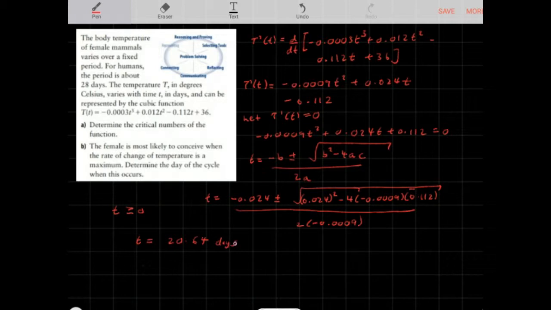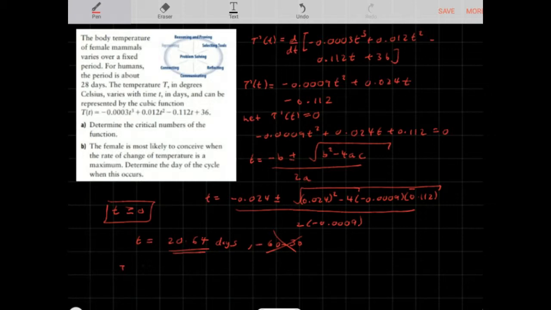The positive value that I calculated was 20.64 days. The negative value that I calculated was negative 60.30. This value won't work because time has to be greater than or equal to 0 in days. So our value here is 20.64 days. At 20.64 days, because the first derivative function has a critical number, we should have a maximum or minimum point. The only critical number we have here is 20.64.